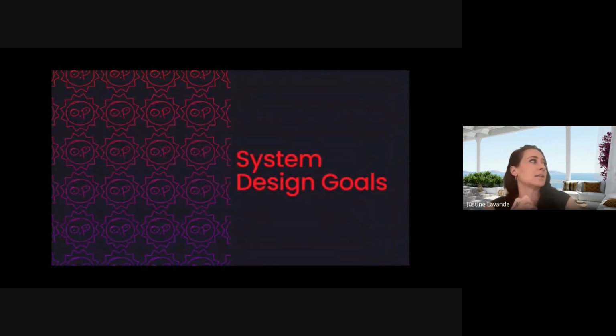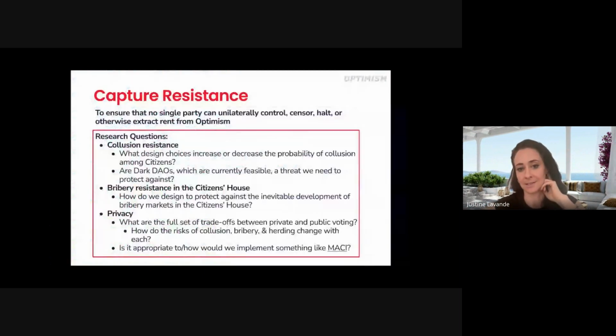What are the higher level goals of this whole system, which is obviously quite complex and non-trivial to build? There are 2 primary goals of the governance system. One is capture resistance. It's important to ensure that no single party or actor can unilaterally control, censor, halt, or extract rent from Optimism. I would say this is the primary motivator of the entire design of the system. That's why we have the whole bicameral structure to begin with.